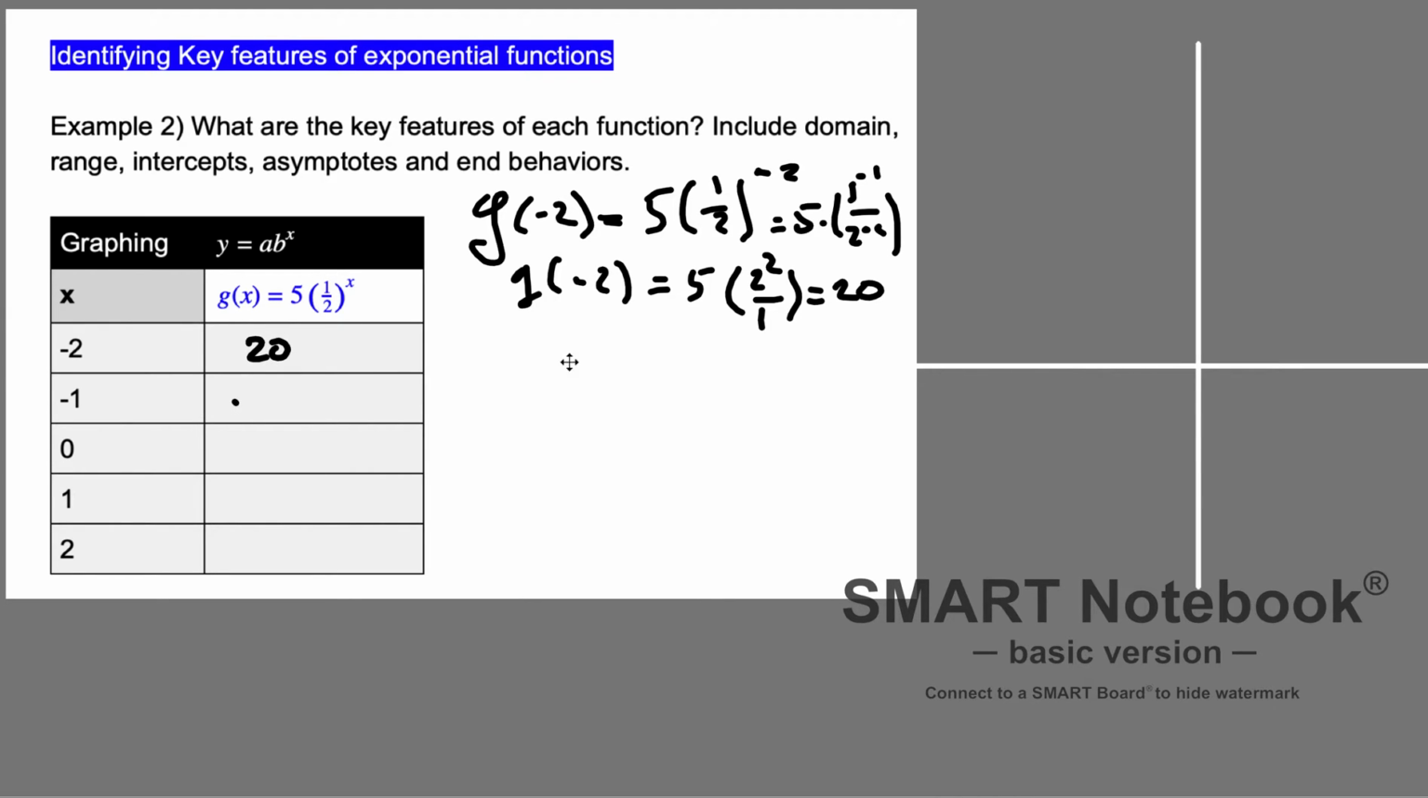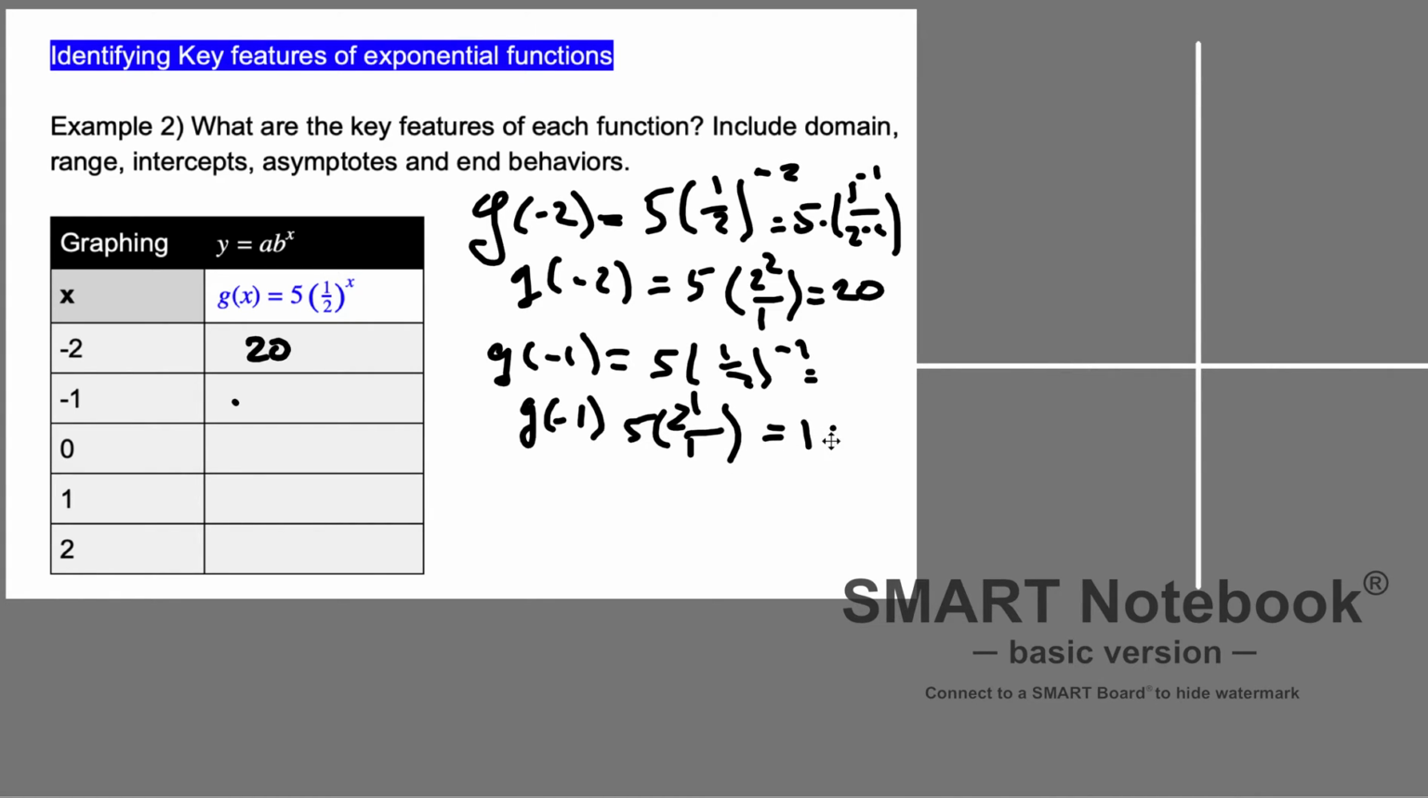Now g of minus 1, so let's find this value. Here it is 5 times 1 over 2 to the minus 1. The same thing happens as in the first scenario, but in this case it is going to be 5 times 2 to the positive 1, so it's a positive 1. That is 2 to the 1 divided by 1, which is 2, times 5 is 10. So this value here is positive 10.